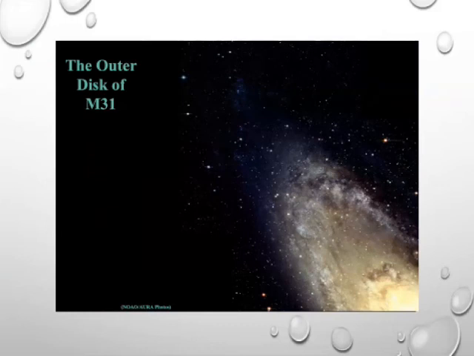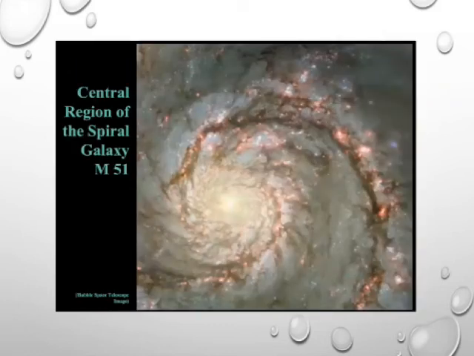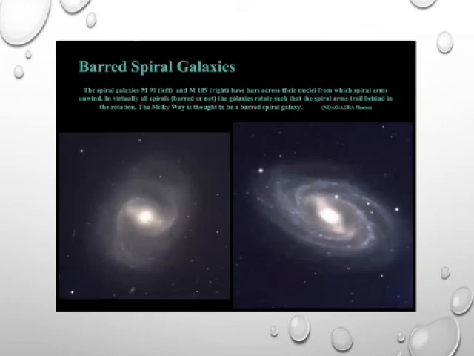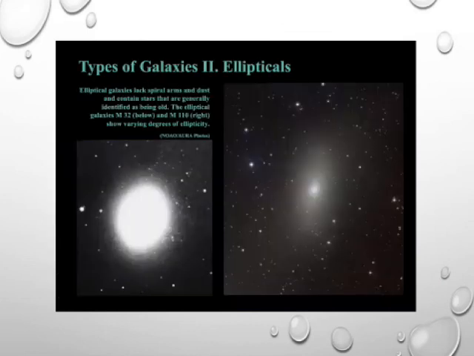This is the outer disk of M31. You can see many more galaxies out there. This is the central region of the spiral galaxy M51. You can see the central region showing very bright star-forming regions there. A lot of stars are being formed in this region right now. These are two barred spiral galaxies, M91 on the left and M109 on the right. You can see the bars across their nuclei.